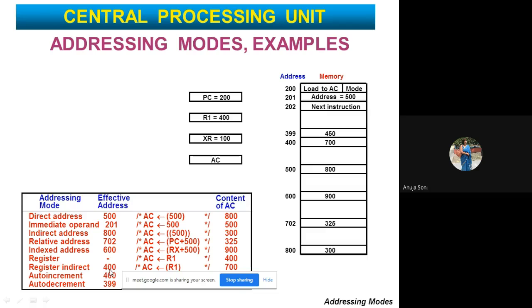The only difference is that in auto increment, after the execution of this instruction, what will happen? The resultant value of R1 will become 401, though it's not visible to you because we are talking at the moment only about the execution of one instruction. But in case any other instruction will have to make use of the value of this register again, it will make use of the incremented value 401 in place of 400. That only will be the impact.